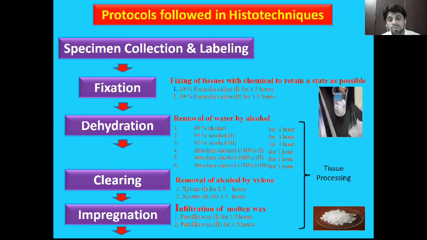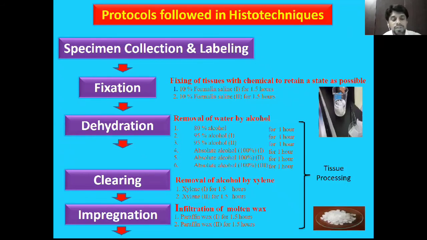Clearing is the removal of alcohol by xylene. Here, with the help of xylene, the alcohol from the previous steps is removed. Xylene is taken in a beaker and the samples are kept in it for 1.5 hours. Later, in another fresh xylene, the samples are kept for another 1.5 hours.